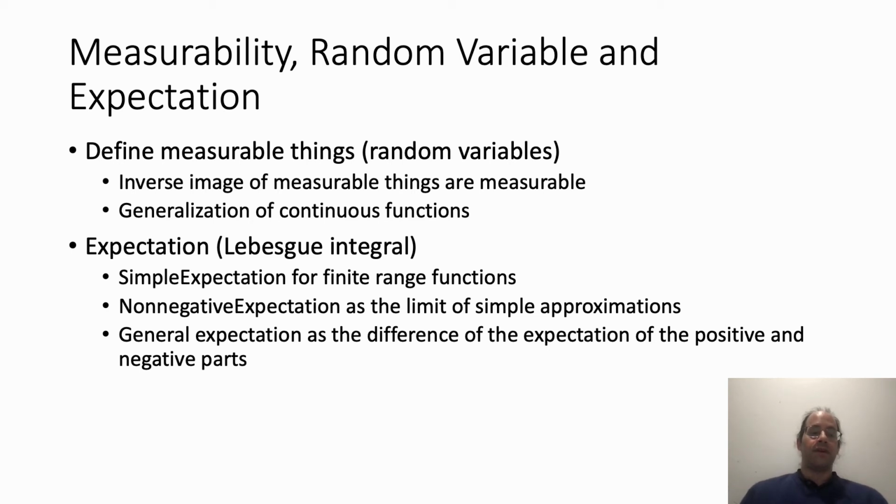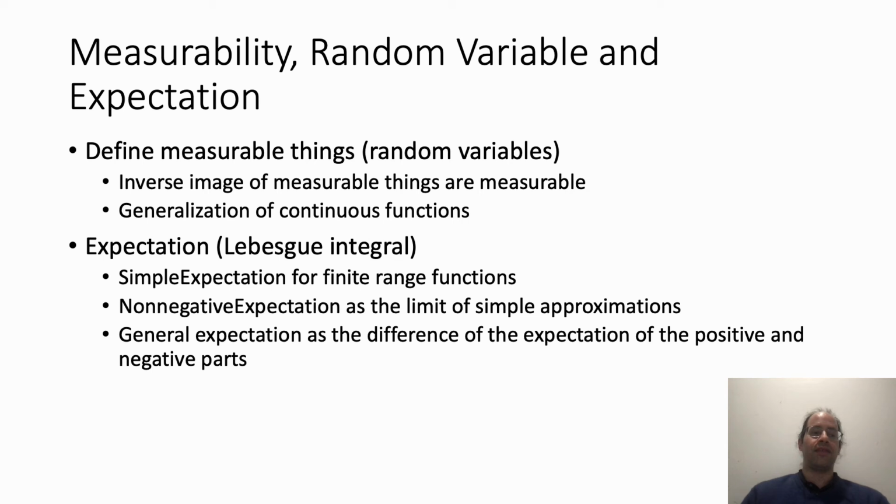So we define what it means to be a measurable random variable. A random variable is between a source type and a target type, both of which are equipped with sigma algebras. And we say that it is measurable if, given any event, meaning anything in the sigma algebra of the target domain, its inverse image under the random variable is measurable, meaning it's in the sigma algebra of the source. This can be seen as a generalization of continuous functions. Using this, we can then define expectation for measurable random variables.